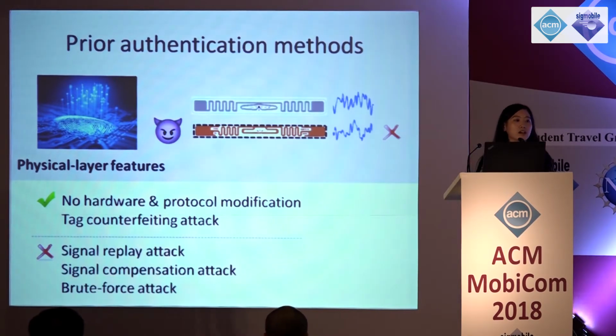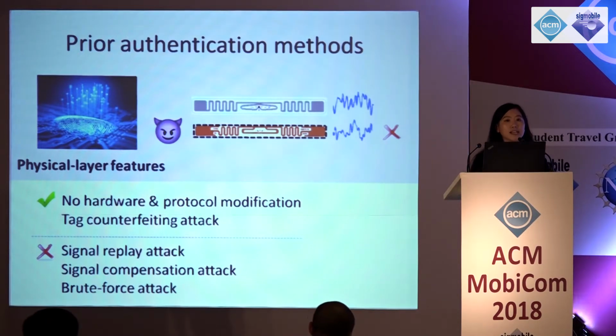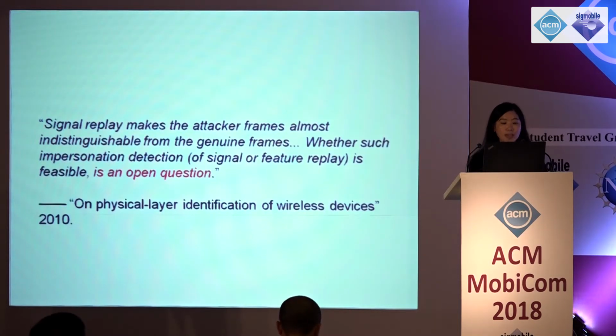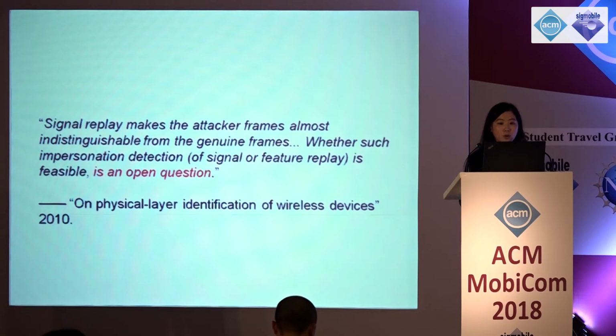Though physical layer authentication can successfully defend against counterfeiting attacks, it is vulnerable to signal replay attack. In a 2010 survey, On Physical-Layer Identification of Wireless Devices, the authors said signal replay makes the attacker's frames almost indistinguishable from the genuine frames. Whether such impersonation detection is feasible is an open question.